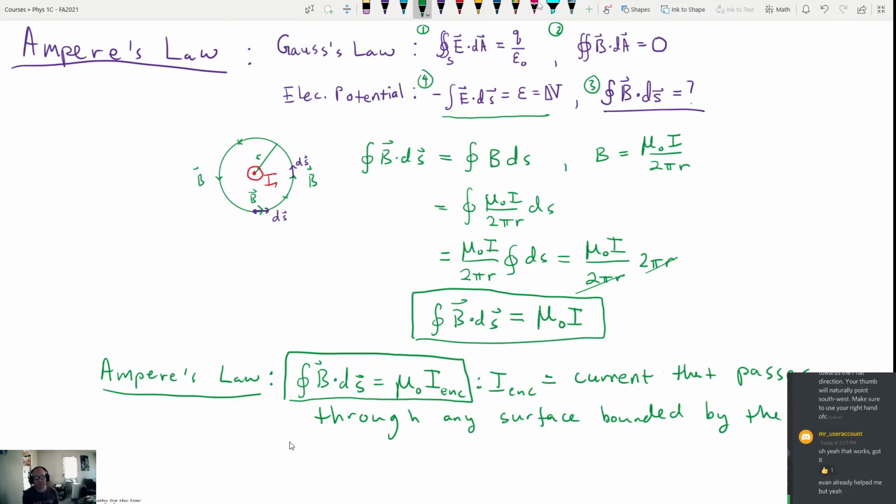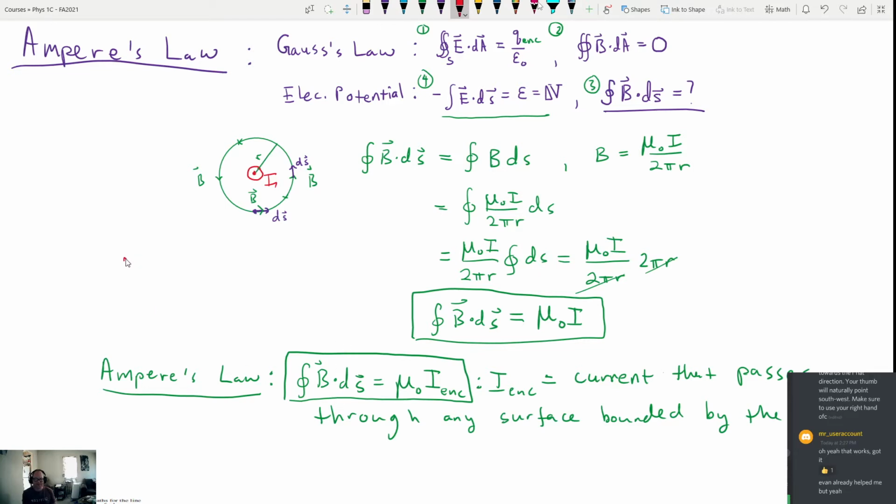So Ampere's law is the newest one we've learned about, and it says that when we take this integral of B dot ds, you get mu naught multiplied by the current that's enclosed, and I enclosed is the current that passes through any surface bounded by the path. The fact that I enclosed shows up here is very reminiscent of the fact that in Gauss's law you have Q enclosed. There's a lot of similarities there. I'll just give you some examples of how this might manifest itself.